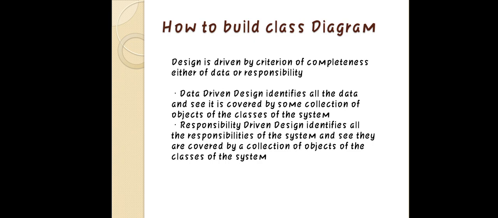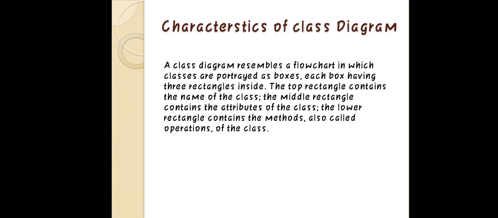How to build a class diagram. Design is driven by the criterion of completeness, either of data or responsibility. Data-driven design identifies all the data and sees that it is covered by some collection of objects of the classes of the system. Responsibility-driven design identifies all the responsibilities of the system and sees that they are covered by a collection of objects of the classes of the system.